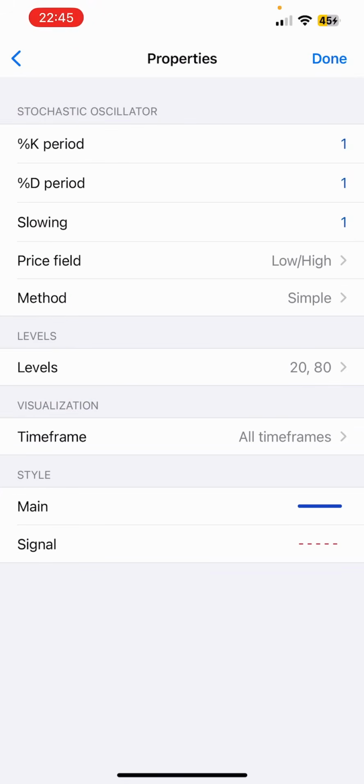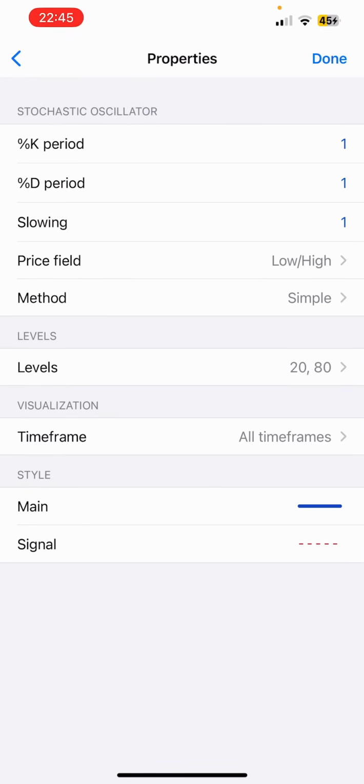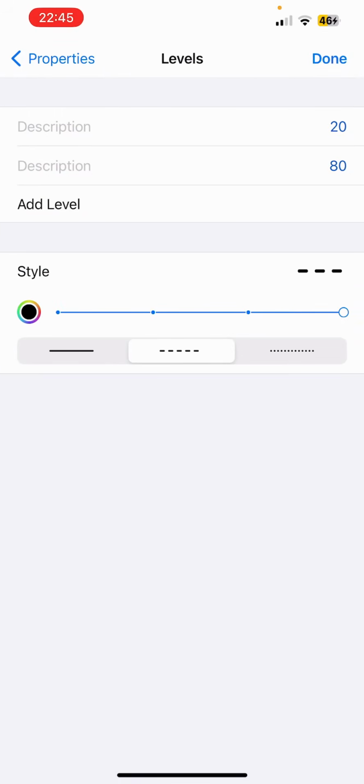The K period is supposed to be 1. The D period is supposed to be 1. The slowing is supposed to be 1. The price field is supposed to be low, high. The method is supposed to be simple. So make sure if it's not simple, you keep it as simple. Then the levels, you come to this level, we are going to take 20, 80.